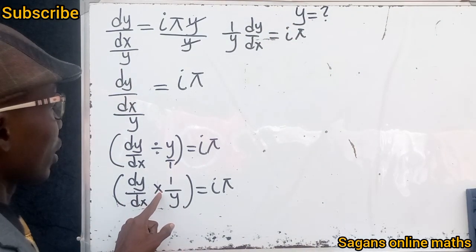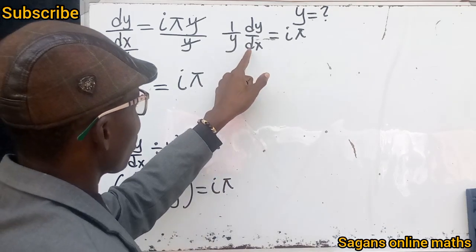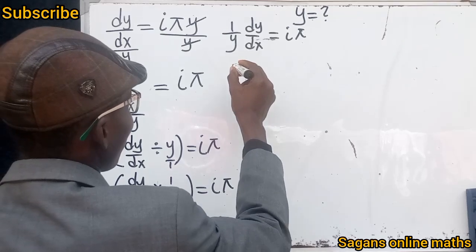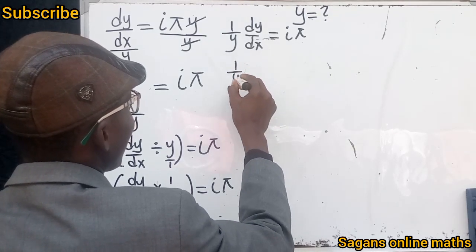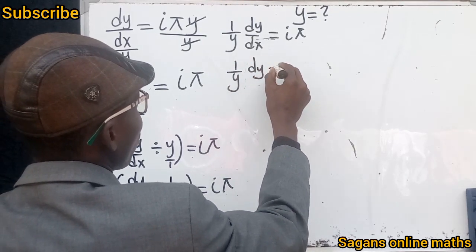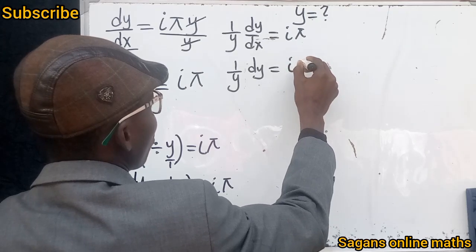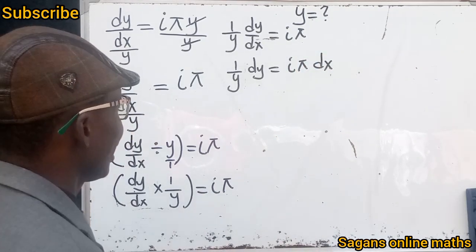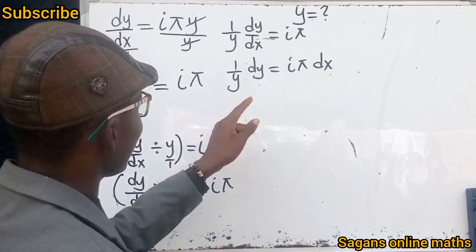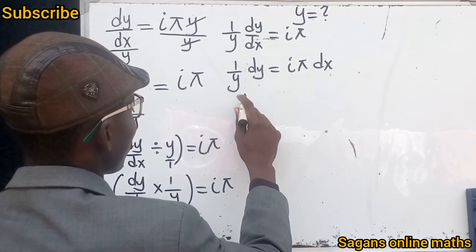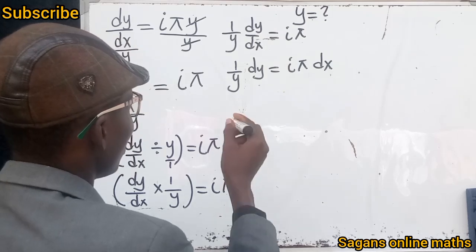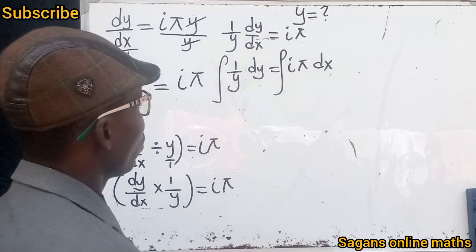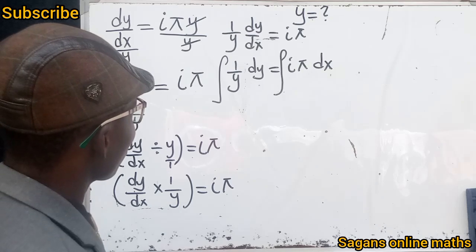Because of the multiplication sign, now I want to cross multiply. I want to multiply through by dx. If I do that, I'm going to have 1/y dy is equal to the imaginary unit multiplied by pi dx, because I multiplied through by dx. Now I will take the integral of both sides. If I take the integral here, I also take the integral here.